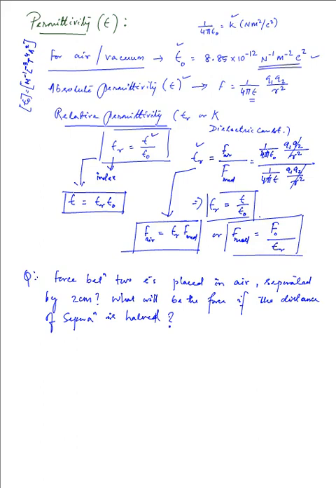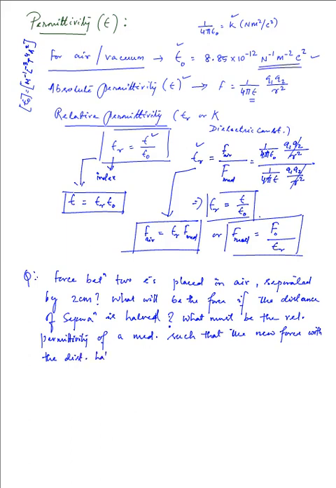And then I'll also add to that: what must be the relative permittivity of a medium such that the new force, the second one when the distance was halved, new force with the distance halved, will be equal to the previous value, which was when the distance was not halved, the original distance, previous value, when placed in that medium.